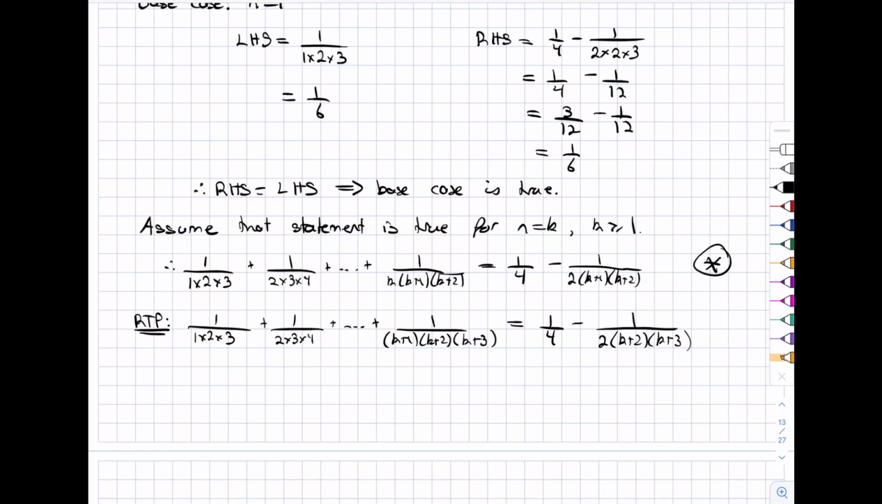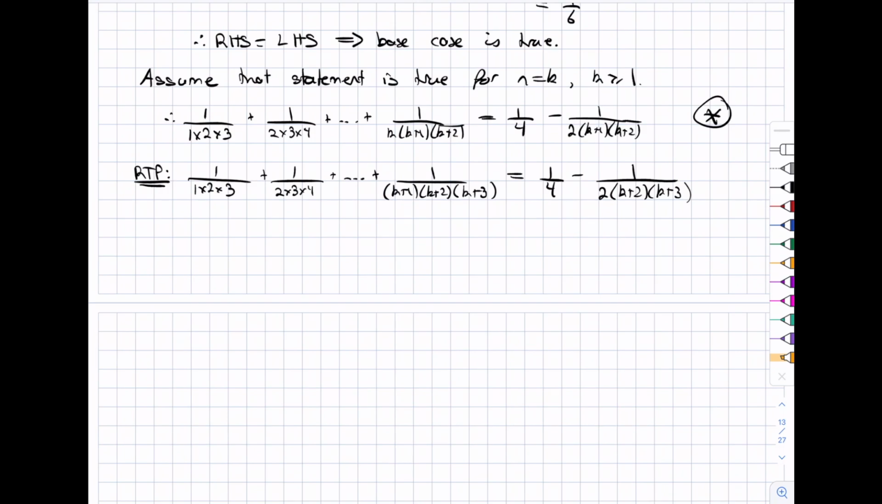Okay, so I'm going to start with my left-hand side, try to make my way across to the right-hand side, and in that process, I know I have to use my assumption. Okay, so our left-hand side.